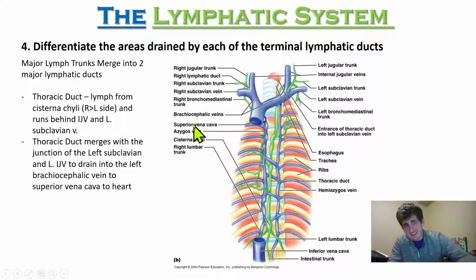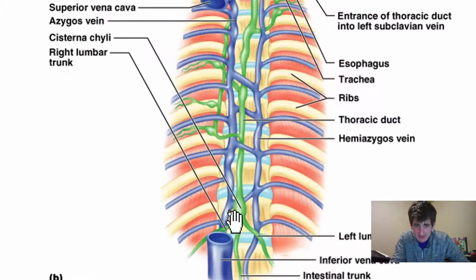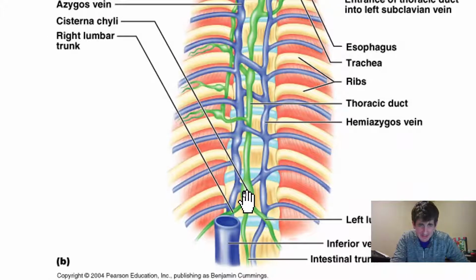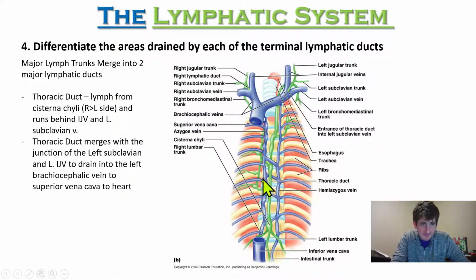So these trunks are going to merge into 2 major lymphatic ducts. The first one we're talking about is the thoracic duct. So this is right here, right? And that's going to basically take all the lymph from our cisterna chyli, right here. The cisterna just collects all this junk from down here in these 3 trunks. And it's going to take all that.